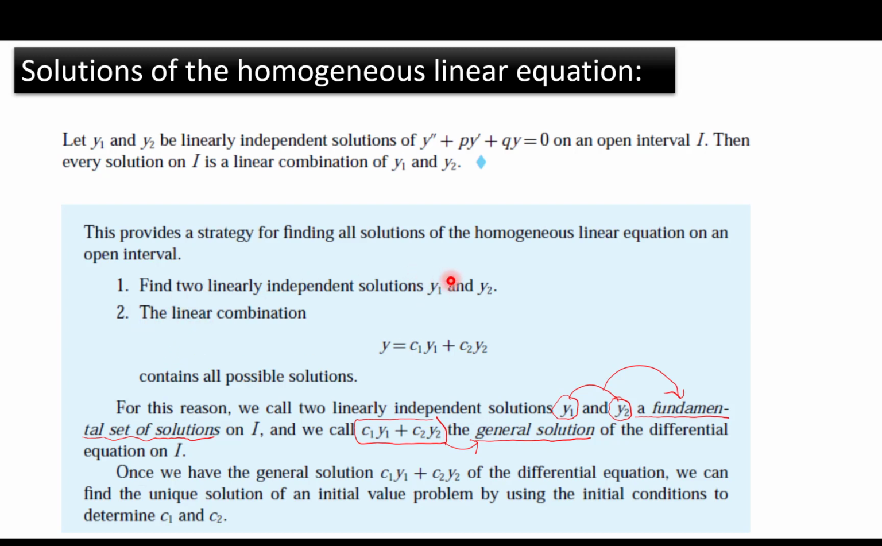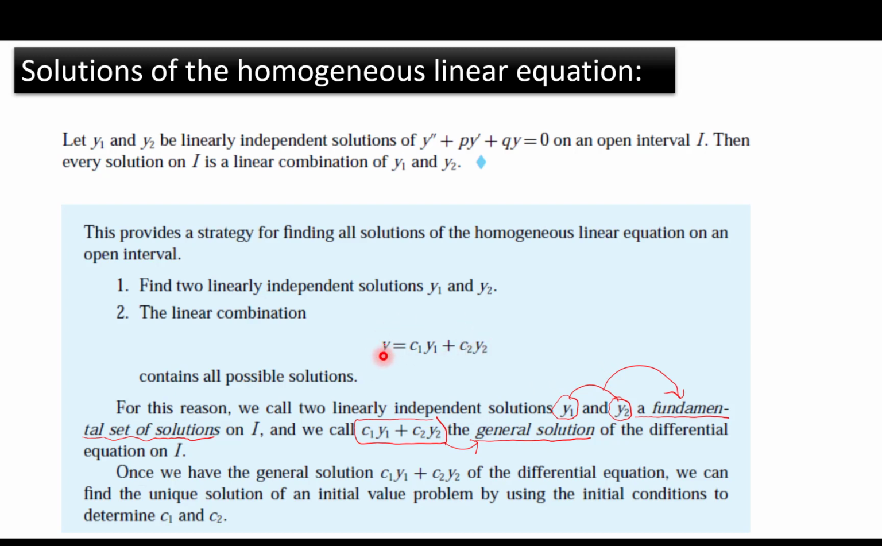I mean that we are going to find these solutions first, then check whether they are independent or not. If they are independent, then we are okay. We can go to the second part of the strategy, which is to put them together in a linear combination: y equal to a constant c1 times the first solution y1, plus another constant c2 times the second solution y2. This contains what?